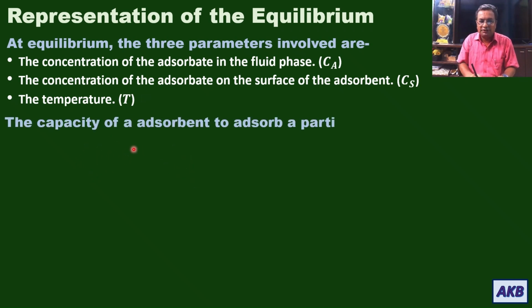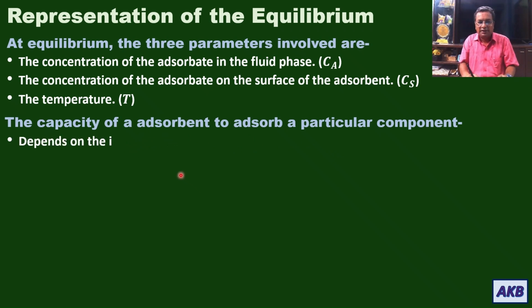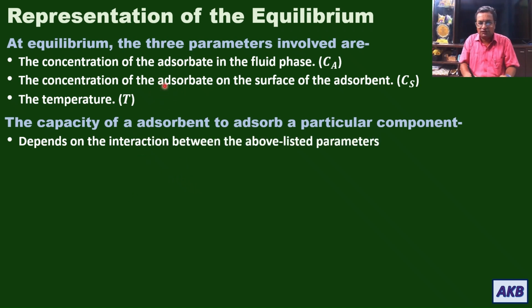Now the capacity of any adsorbent to adsorb a particular component depends on the interaction between these three parameters. The capacity of the adsorbent to adsorb a particular component depends on the interaction between the above listed parameters.